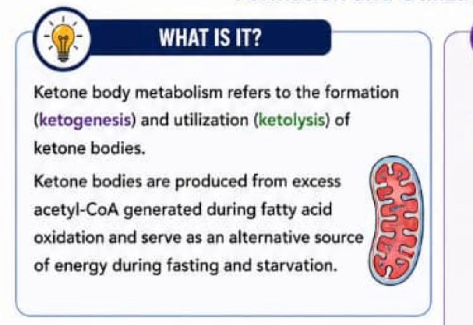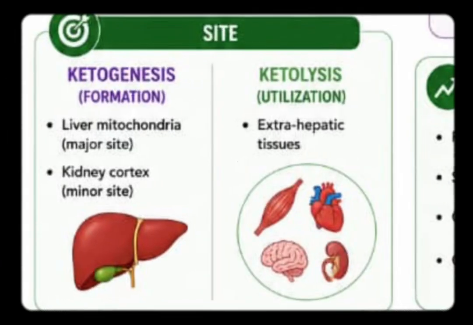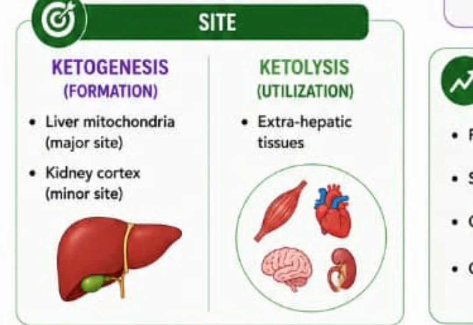So now, where is the site? Where does this occur? Ketogenesis occurs in the mitochondria of the liver and the adrenal cortex. So the major site is the liver's mitochondria, and the adrenal cortex is the minor site.